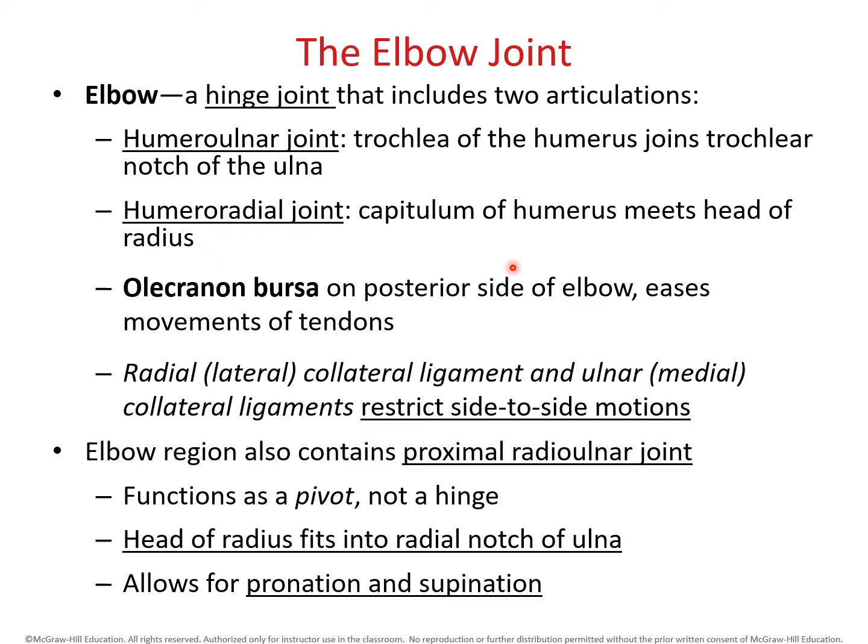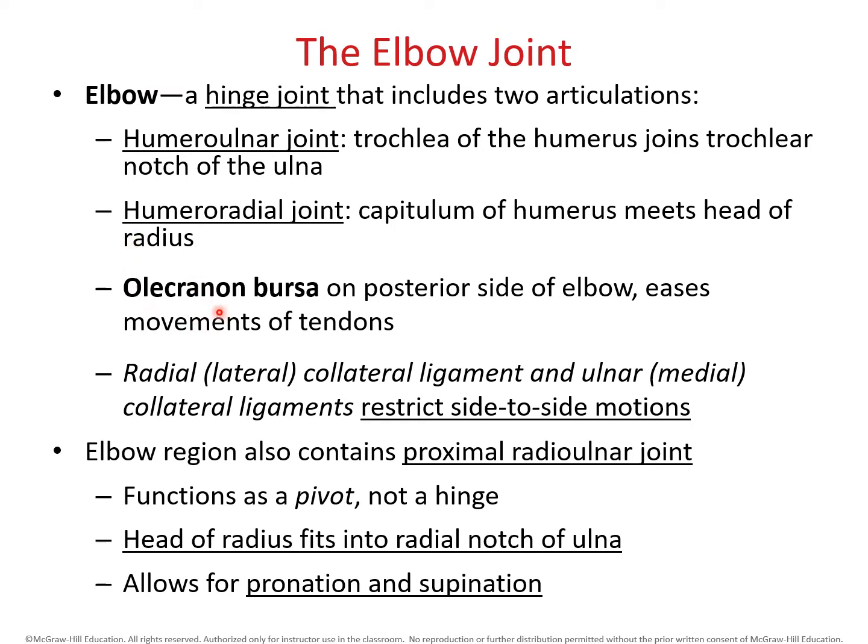Elbow joint. This is a hinge joint, as you remember. And at the elbow, right at that region, we have two joints that we can say exist there: a humeroulnar joint and a humeroradial joint. Easy to figure out. This is where the humerus joins up with the ulna. Specifically, it's the trochlea of the humerus that will join up with the trochlear notch of the ulna. Humeroradial, the capitulum of the humerus, will meet with the head of the radius. So all of these structures you learned or are in the process of learning in lab, so you should all know these parts anyway.